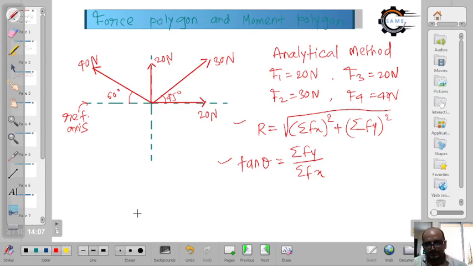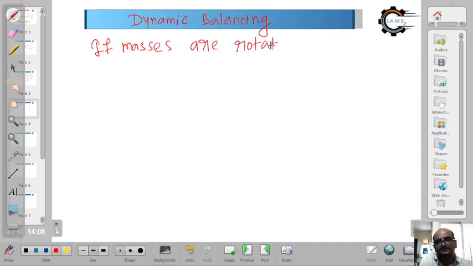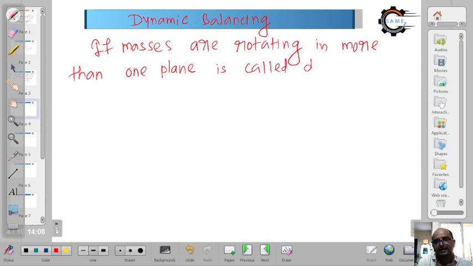Now we'll go for dynamics. See, what is dynamic balancing? If masses are rotating in more than one plane, it is called dynamic balancing. And if they are in one plane, it is called static balancing.